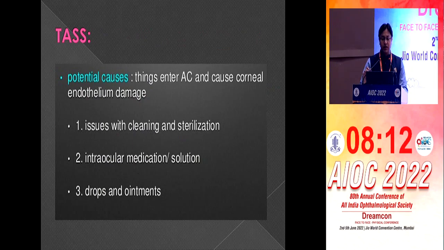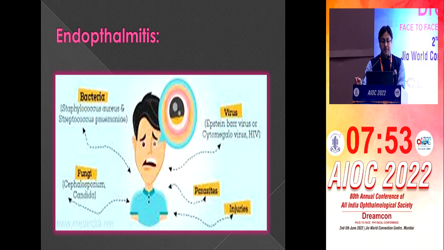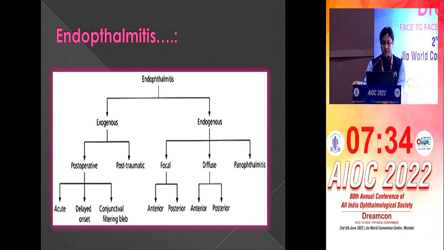And what are the potential causes for the TAS? It is something related to sterilization, some medication, or intraocular things, drops and ointment. There are many causes, but we only have to concentrate on the first one. And endophthalmitis has different etiology, either bacterial, viral or fungal. At present, we can say that TAS is of non-infective etiology and endophthalmitis is of infective etiology.